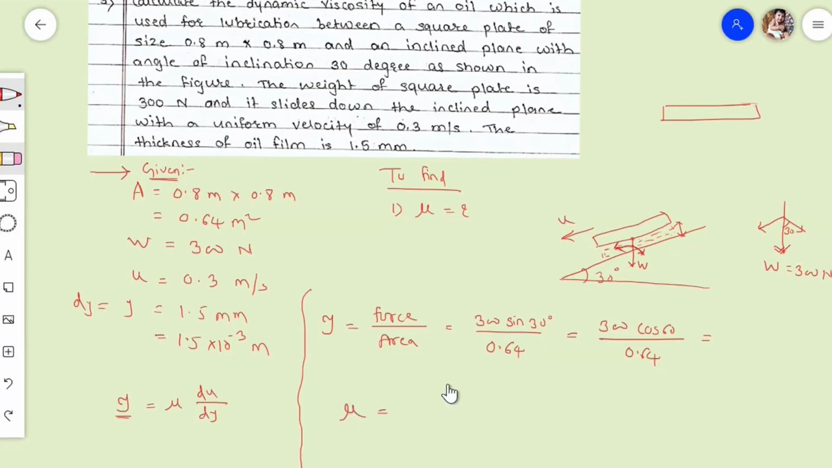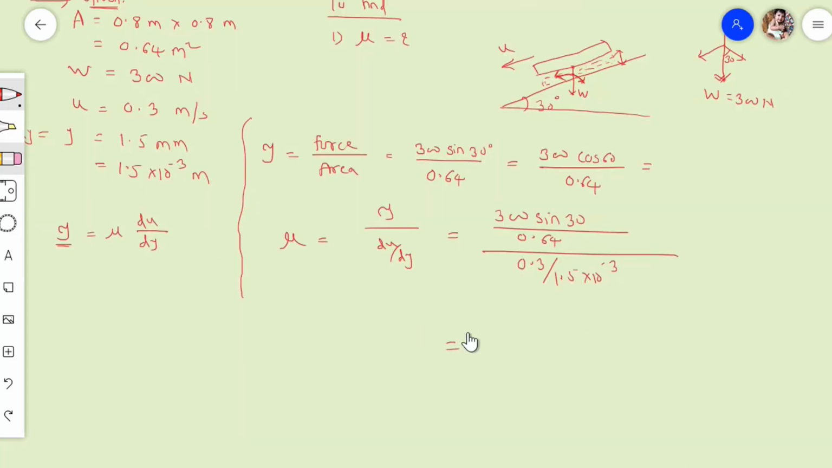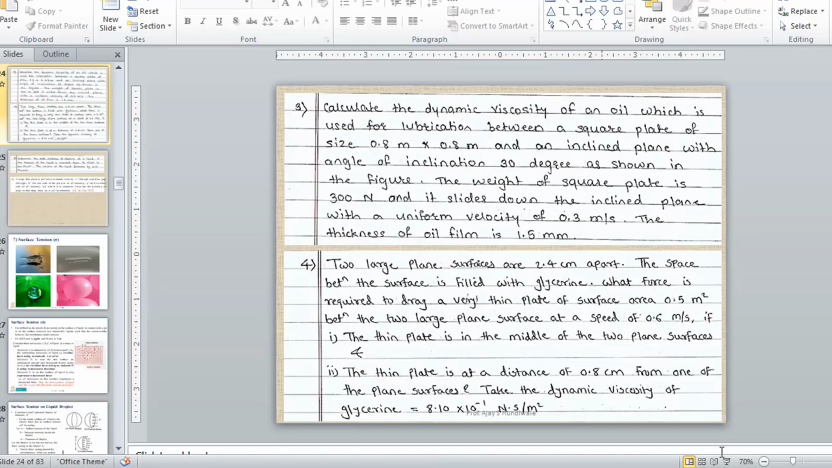So mu is equal to tau upon du by dy. So tau I have taken 300 sin 30 upon 0.64 upon change in velocity 0.3 upon this 1.5 into 10 raised to minus 3. Solve this. Yes, 1.17 Newton second per meter square. And in terms of poise, if I want to write, so multiplied by 10, so 11.7 poise. The next question.